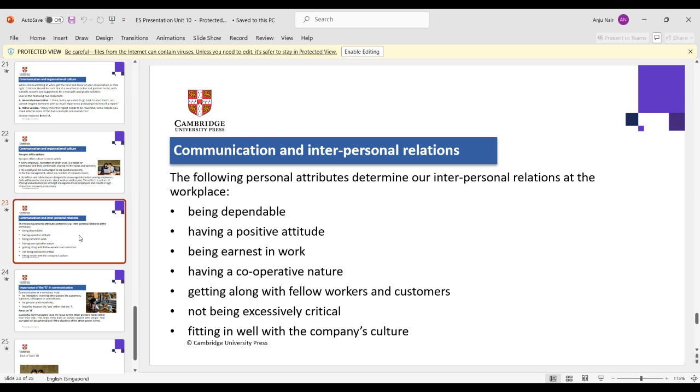Understand that you are also part of the team, you are also part of the larger organization, then getting along with people. People are of diverse nature. They have very intricate and complex nature also. So how do I adjust with people of that nature? Getting along with fellow workers, co-workers, customers, external stakeholders, then not being excessively critical, fitting in or trying to understand the company's culture. All these are important.